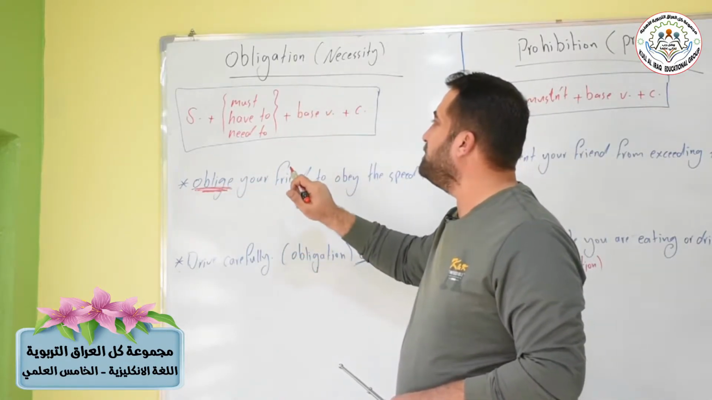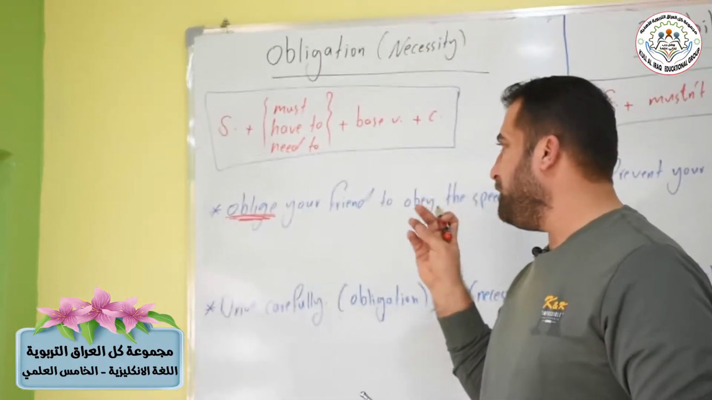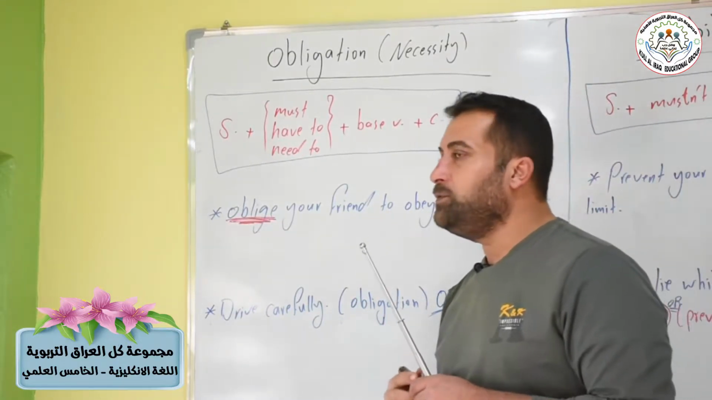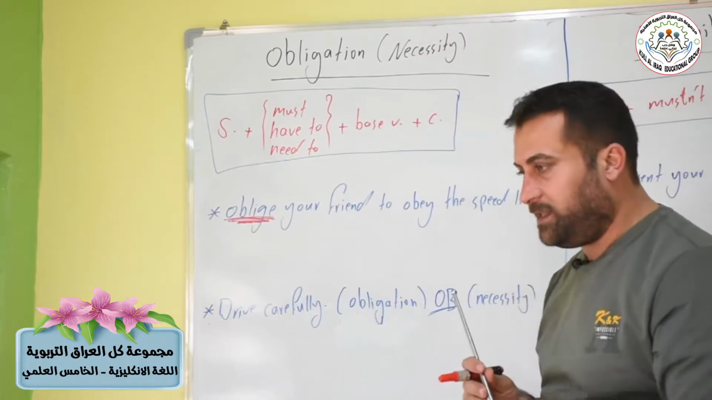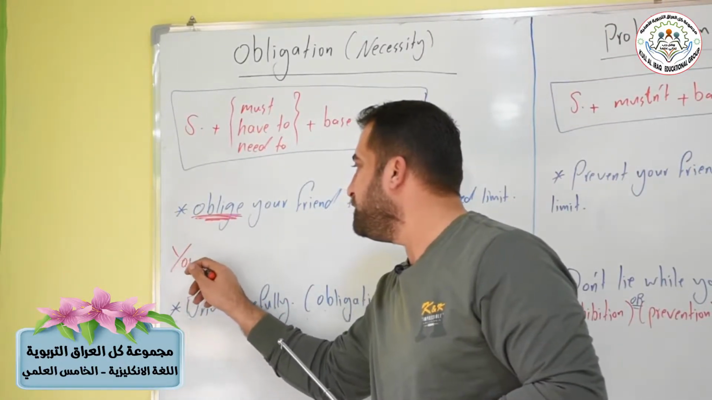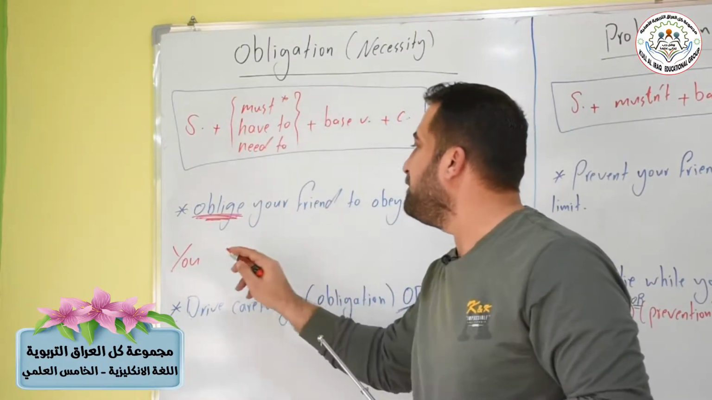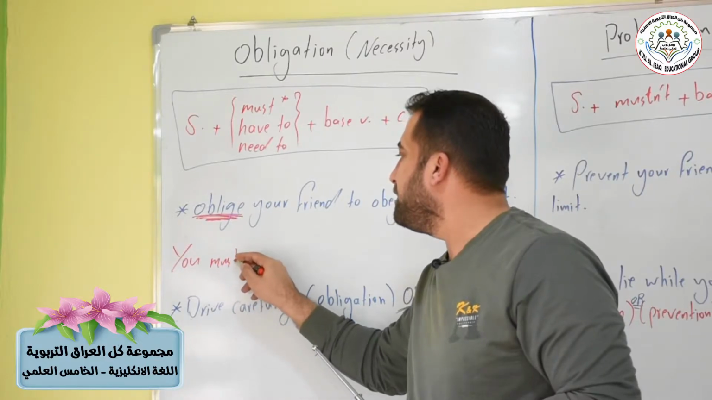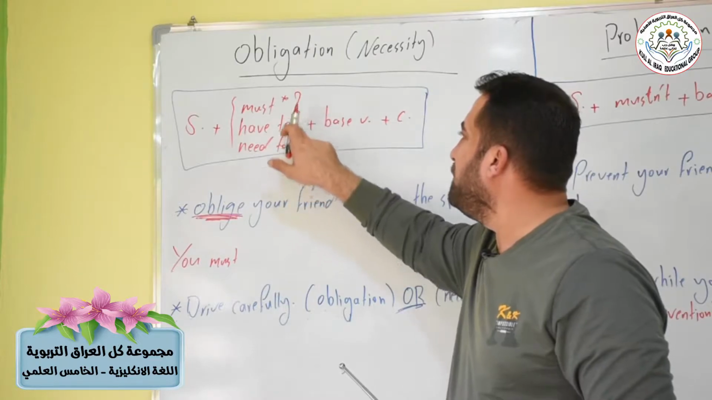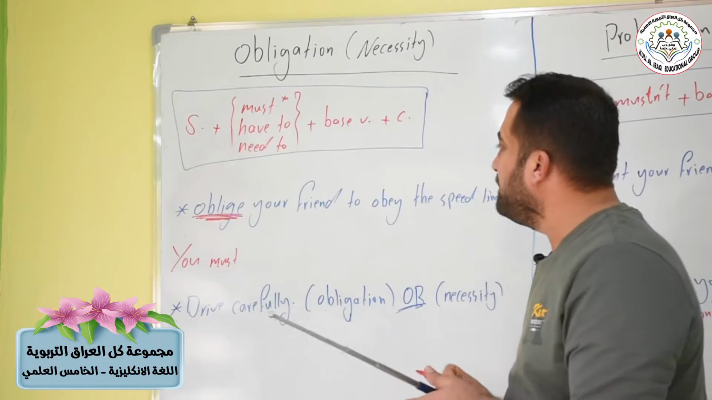How to make obligation? Subject: we use the subject you. If there is no subject in the sentence, إذا ماكو subject بالجملة نستخدم you. When we make a sentence, our subject is you. You must, have to, need to. The stronger is must. Must is the stronger modal, هو الفعل الناقص الأقوى.